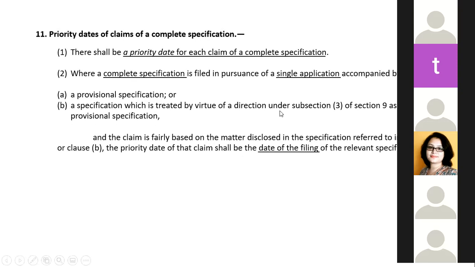Section 9(3) is the antedating. Which date of filing will apply in this? The specification date on which it is treated. The date on which the CS is filed. CS is filed, correct. That is our date of filing of the particular claim.